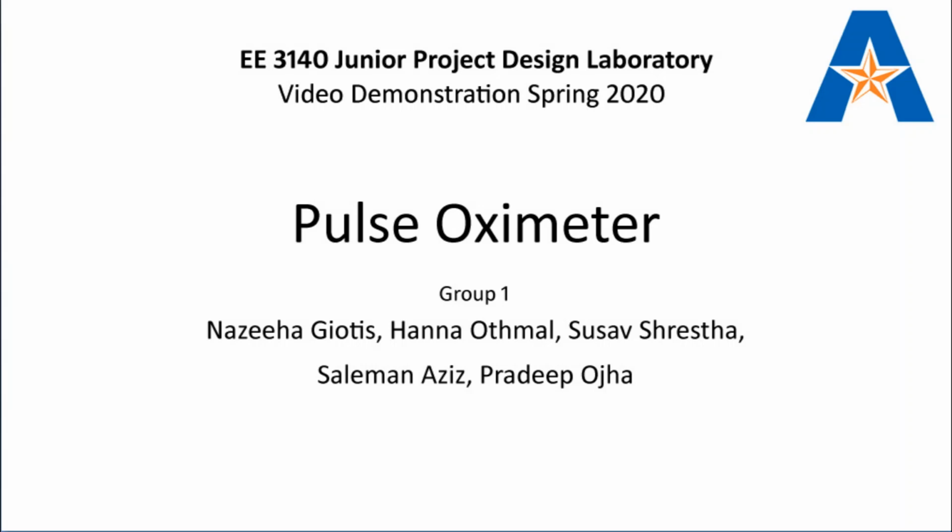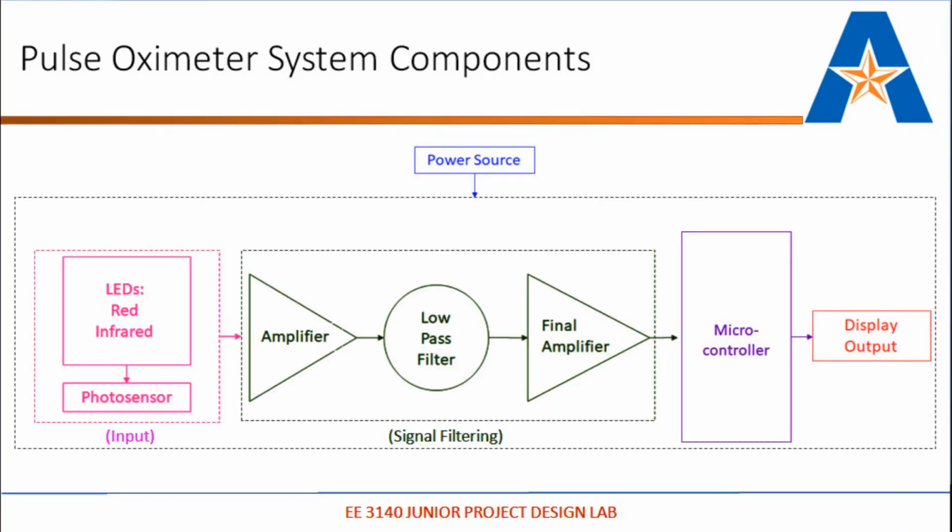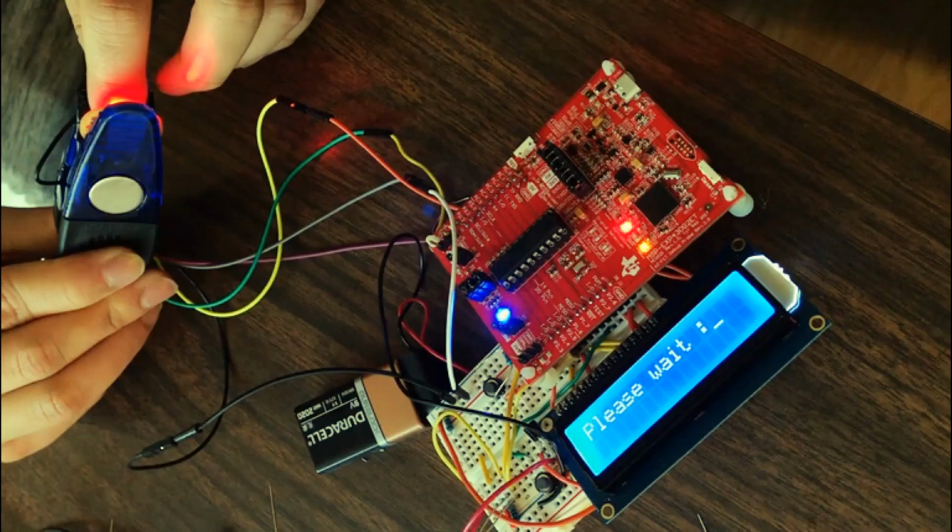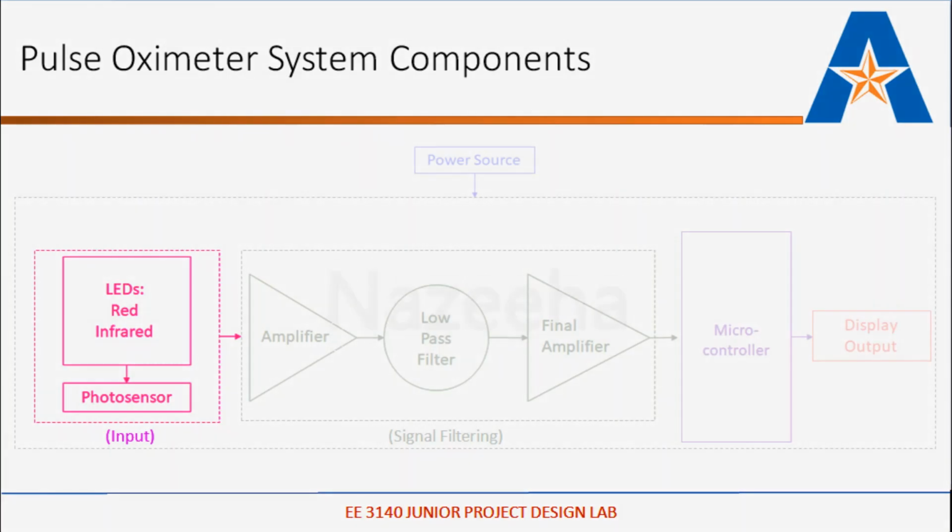Hello, we are Group 1. Our objective was to design and build a combined pulse rate meter and oximeter complete with a transducer, biasing circuitry, signal conditioning circuitry, and a digital display. I will describe to you the input gathering portion of our pulse oximeter.